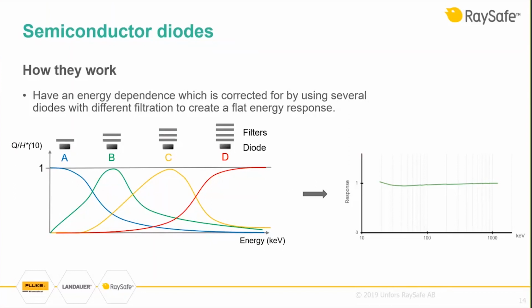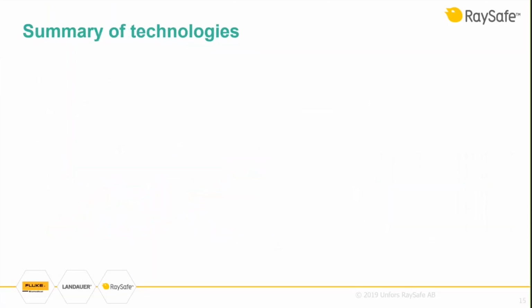So let's see what we have looked at right now when it comes to the ion chamber, GM tube, and semiconductor diodes. We move on. It's time for one last poll. I'll give you some time to answer the question: what type of technology does your current survey meter have?